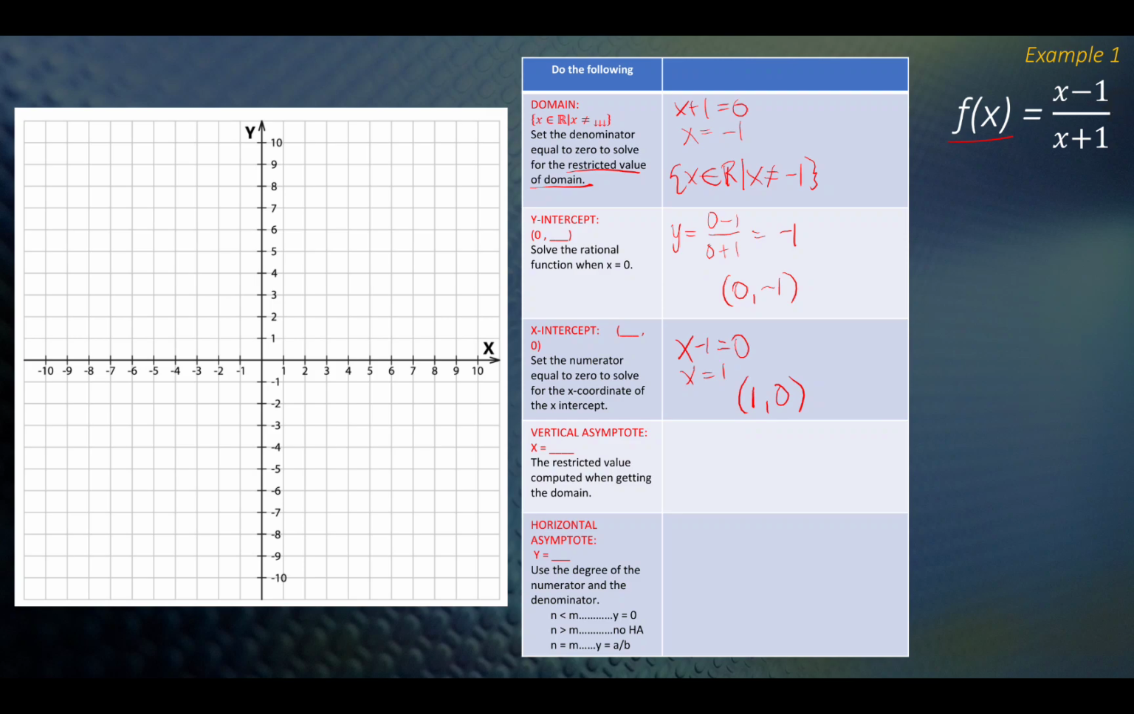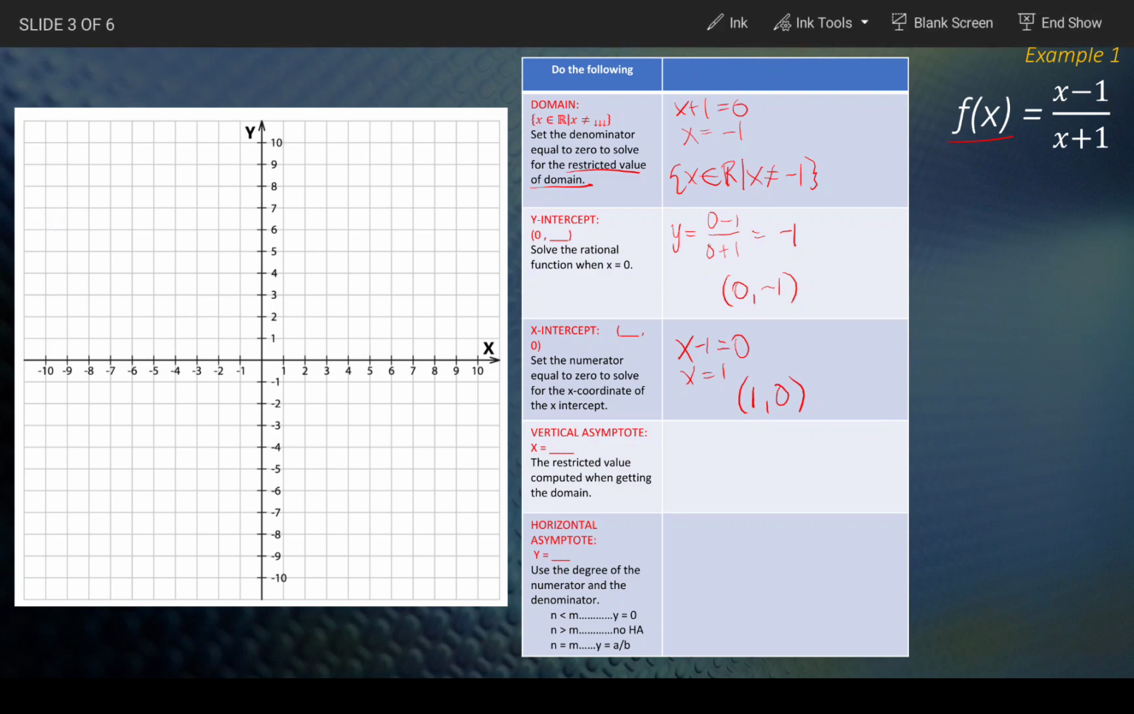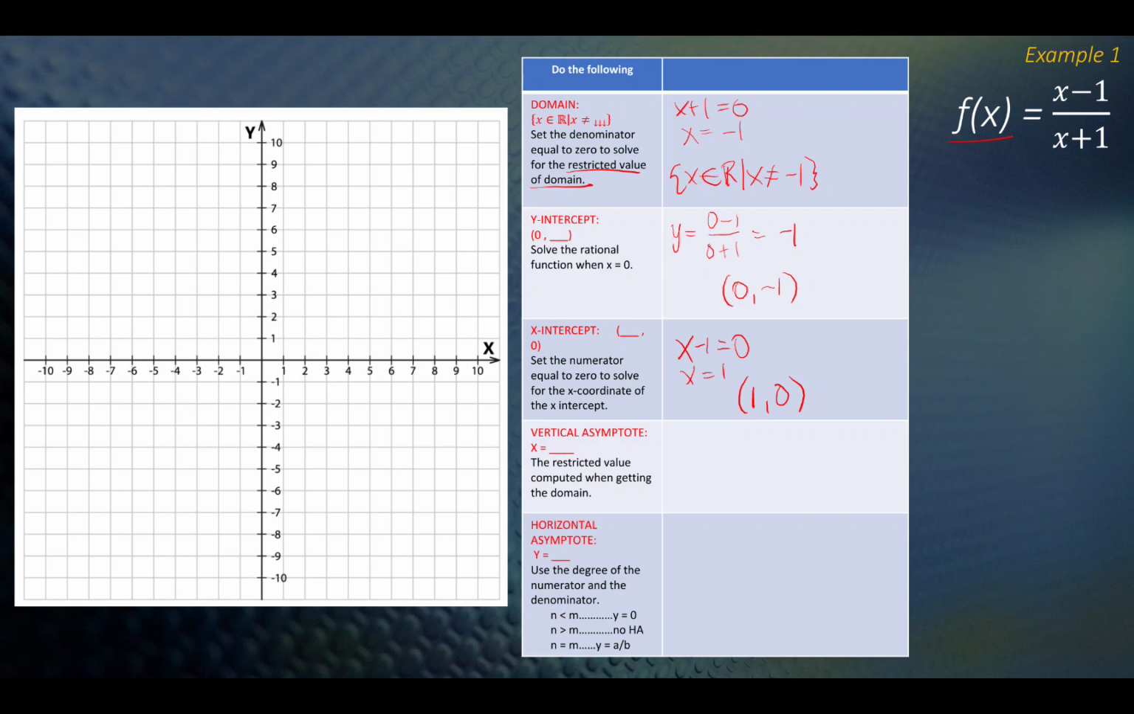For the vertical asymptote, the only clue is to identify the restricted value computed in our first step, in the domain. So that's actually x equals negative 1. That's how simply you can solve for the vertical asymptote.